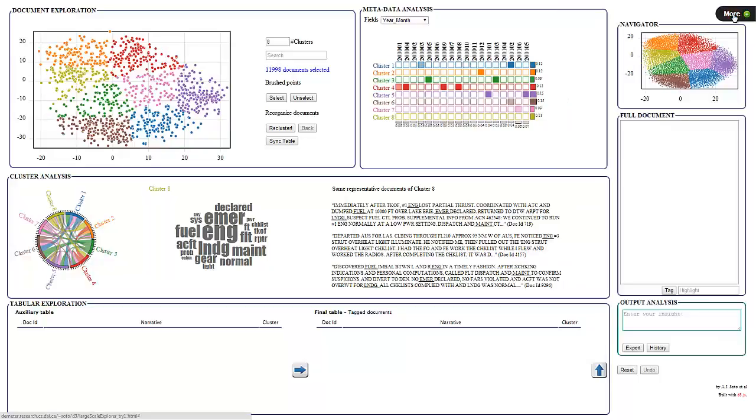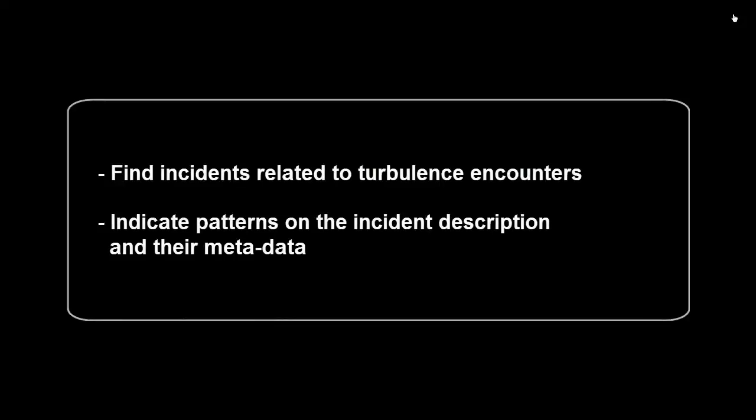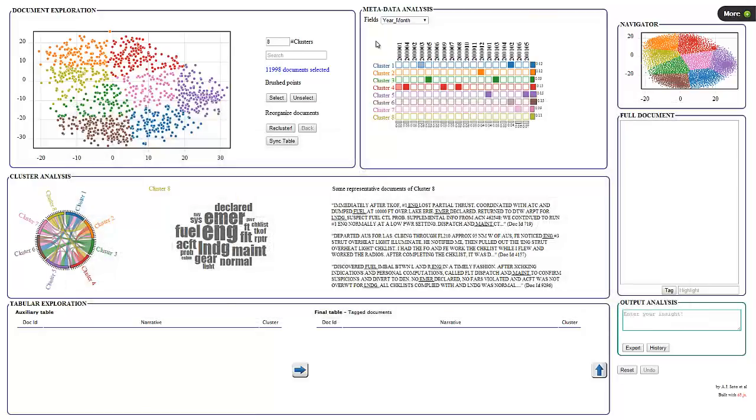Let's assume we are interested in finding incidents on turbulence encounters, seeing if we can find commonalities and differences among the incidents, and what type of patterns we can extract from them. We start our process by filtering the collection, looking for the term turbulence or its technical abbreviation TURB.